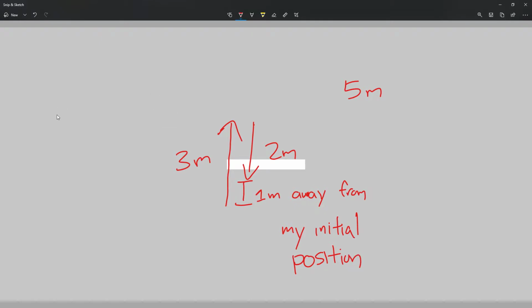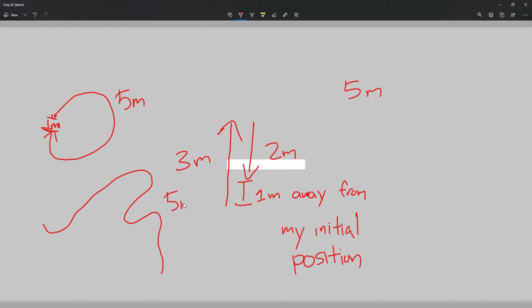Furthermore, I can also travel in a circle, or I can take a detour. I can travel in a circle. Sure, I might travel like 5 meters here. Again, it's not drawn to scale. I might have traveled 5 meters, but how far am I from my original position? Well, I'm only 1 meter away. I can also take a detour, so we'll just go this way, and then there. Sure, this might be 5 meters, but this was only 1 meter. Again, I don't draw things to scale. Moving on.